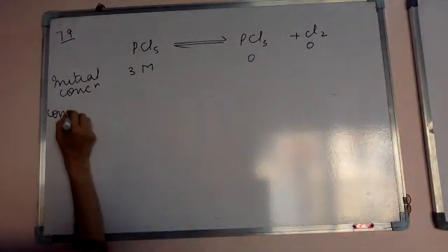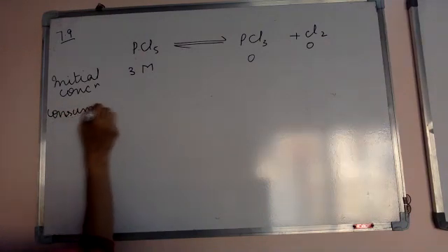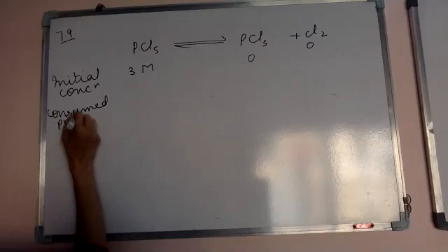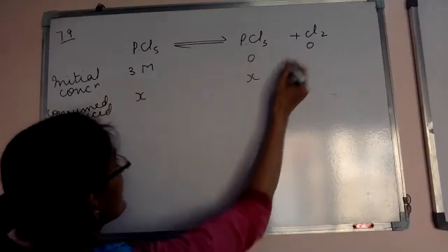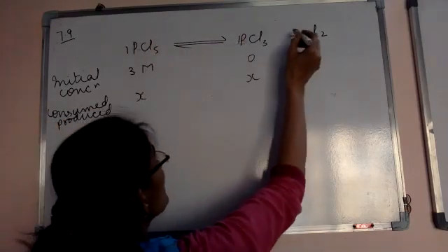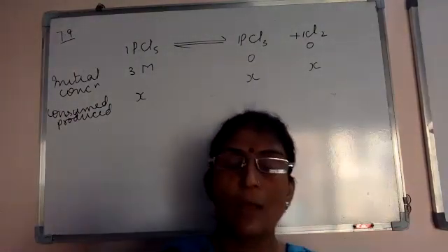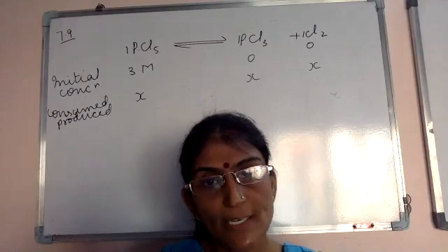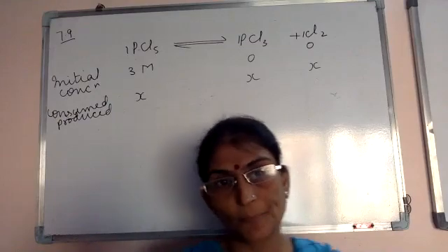Consumed, produced. Let's write them together. What did I say? You have to take X. This is X, this is also X. Why? Because all are having stoichiometric coefficient 1. So you have to write X, X, X. Suppose somewhere it was 2, we would write 2x, if 3, we would write 3x. Here the stoichiometric coefficient is 1, so we write 1.